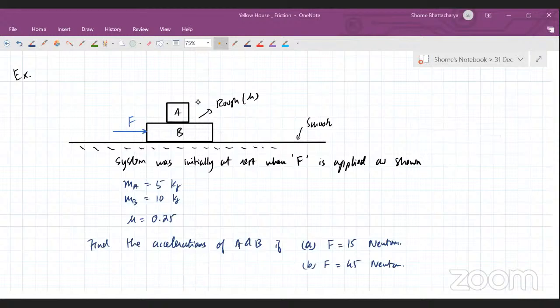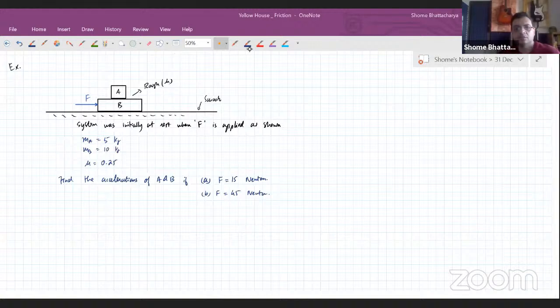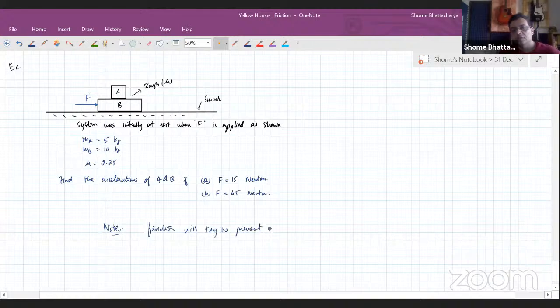Okay, so see, the first thing we should try and understand here is what is friction's priority? Okay, friction's priority is to prevent slipping between blocks A and B. So friction will try to prevent slipping between A and B. So therefore, the acceleration of block A should be equal to the acceleration of block B if there is no slipping.